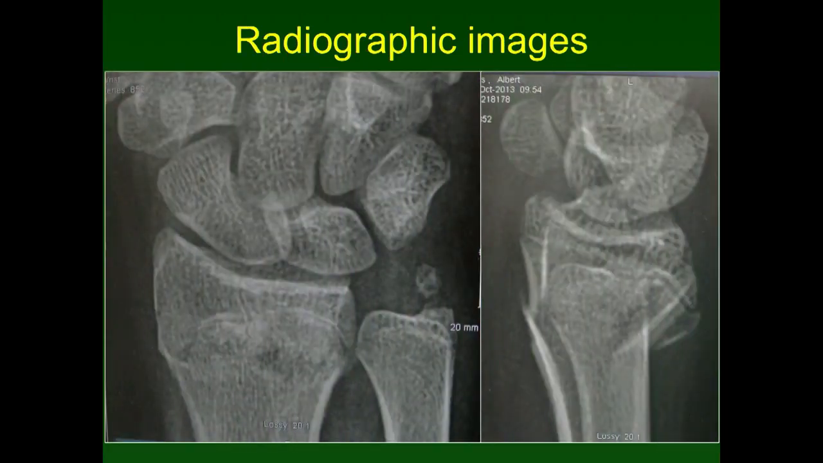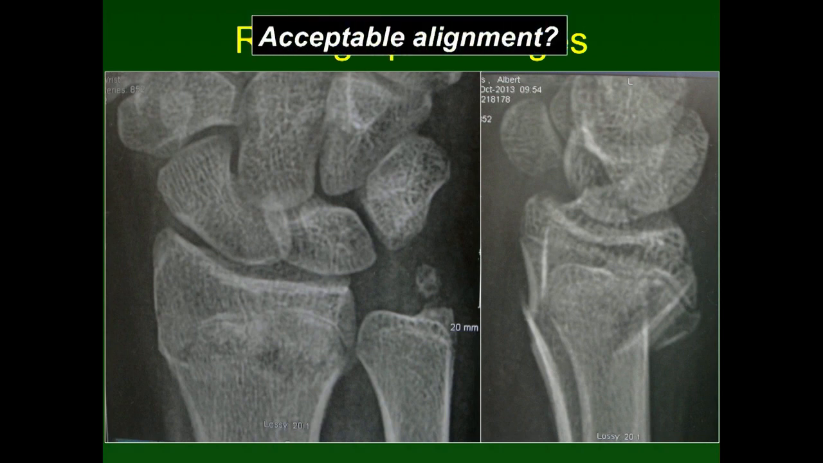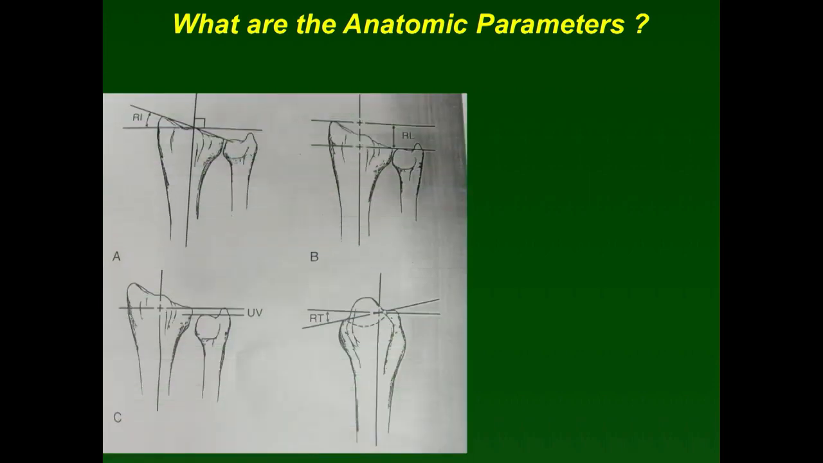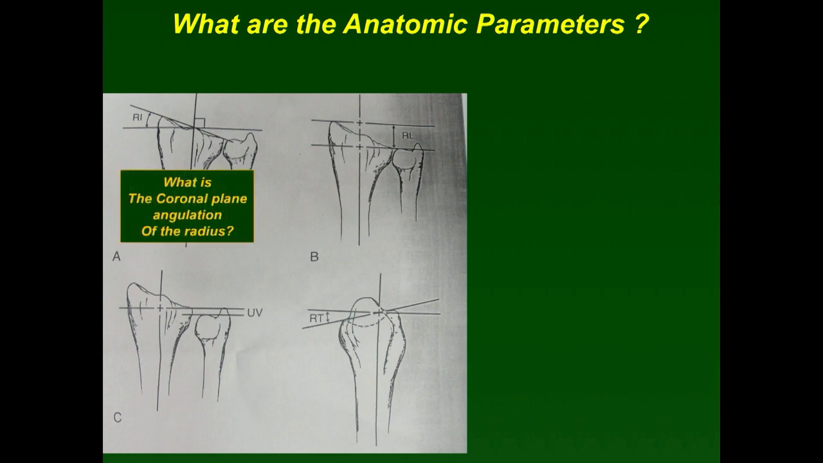In this one here, what kind of fracture is this? This is an adolescent. This is a little bit different. It's kind of involving the physis, but this patient's almost skeletally mature, and so you treat this one like an adult. So what's the acceptable alignment of the anatomic parameters? What's the acceptable alignment in the coronal plane? The angulation of the distal radial articular surface. It's about 20 degrees of inclination.